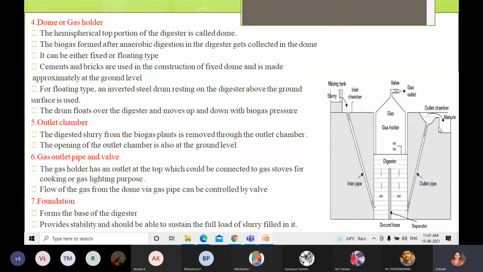Outlet chamber, this is the outlet chamber. The digested slurry from the biogas plant is removed through the outlet chamber. The opening of the outlet chamber is at ground level.